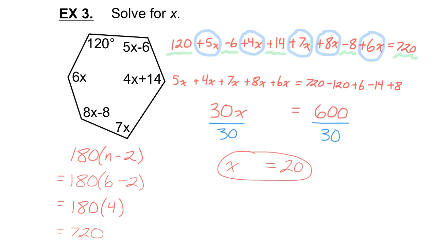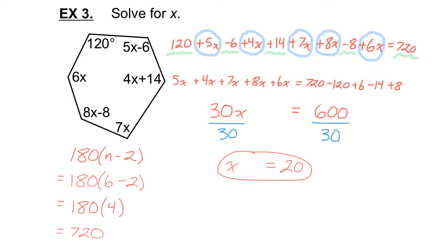So again, once you have your equation set, don't forget to pay careful attention to the signs. All of these that I've highlighted in blue, these like terms, they're all on the left-hand side. I'm keeping them all on the left-hand side, so none of them have a sign change. The ones I have in green, though, well, the 720 is staying on the right, so it stays the same. But plus 120 on the left becomes minus 120 on the right. Minus 6, now it's plus 6. Plus 14, now it's minus 14. Minus 8, now it's plus 8.